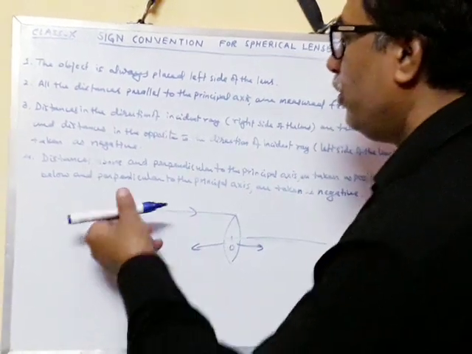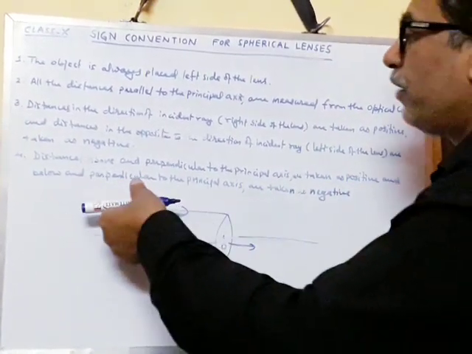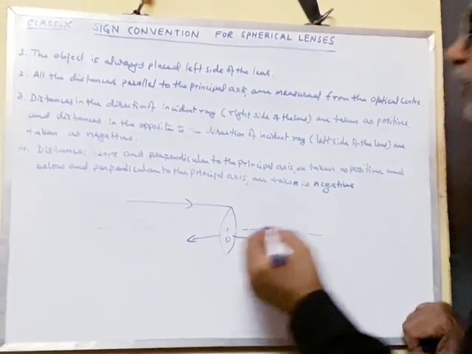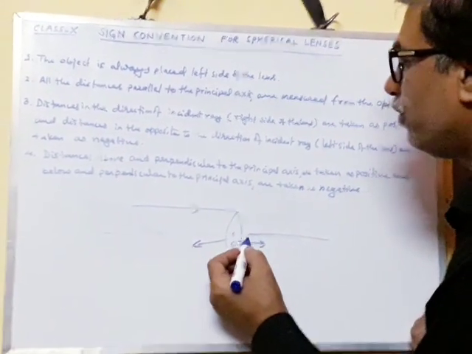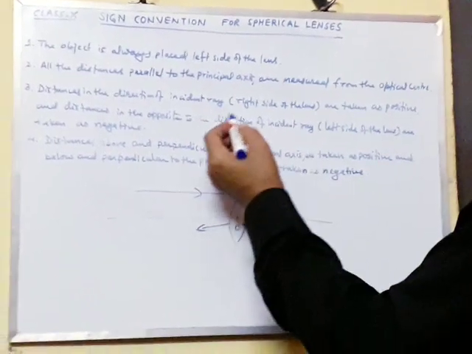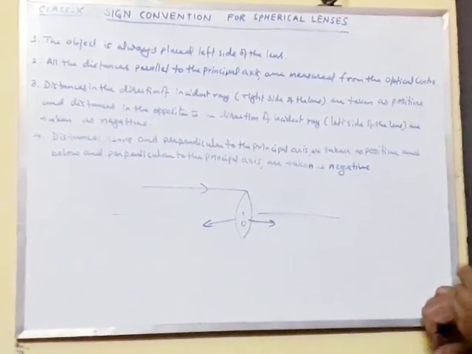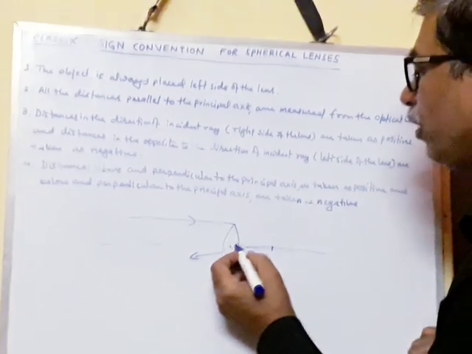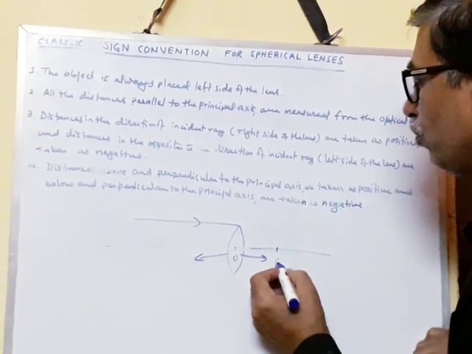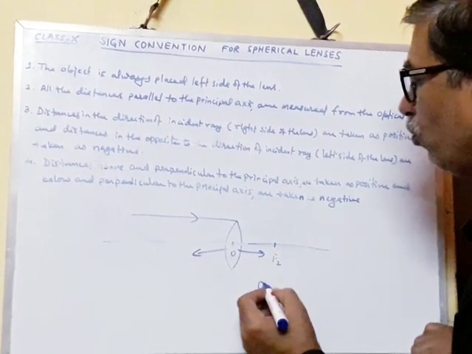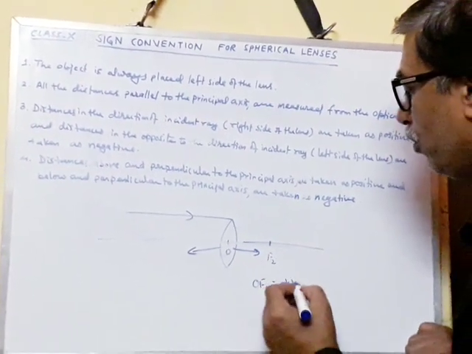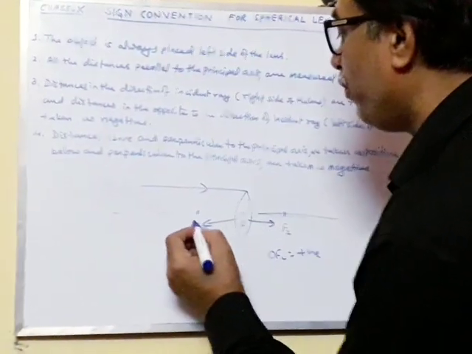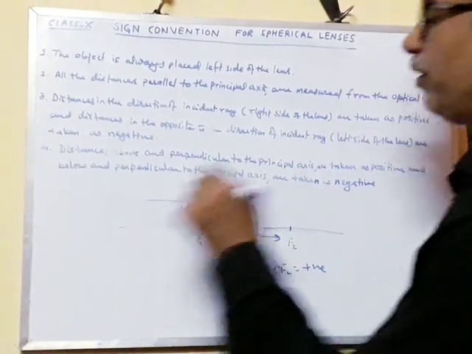Now what is the direction of the incident ray? The direction of the incident ray is from left towards the right. It means that on the right side of the lens, all the distances are taken as positive. So when we measure the focal length of this lens, say OF2, OF2 will be positive, right? And if we measure here OF1, then it will be negative.